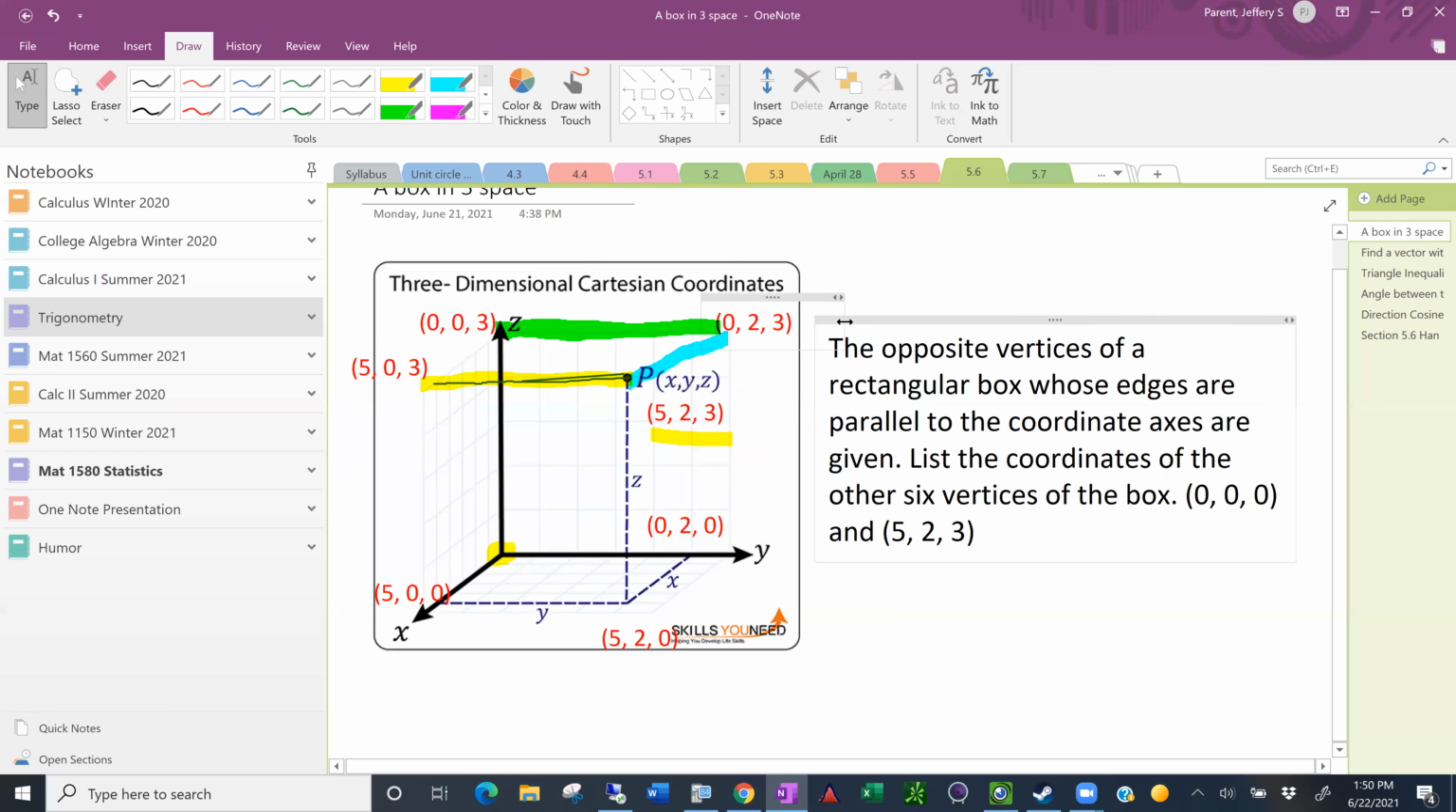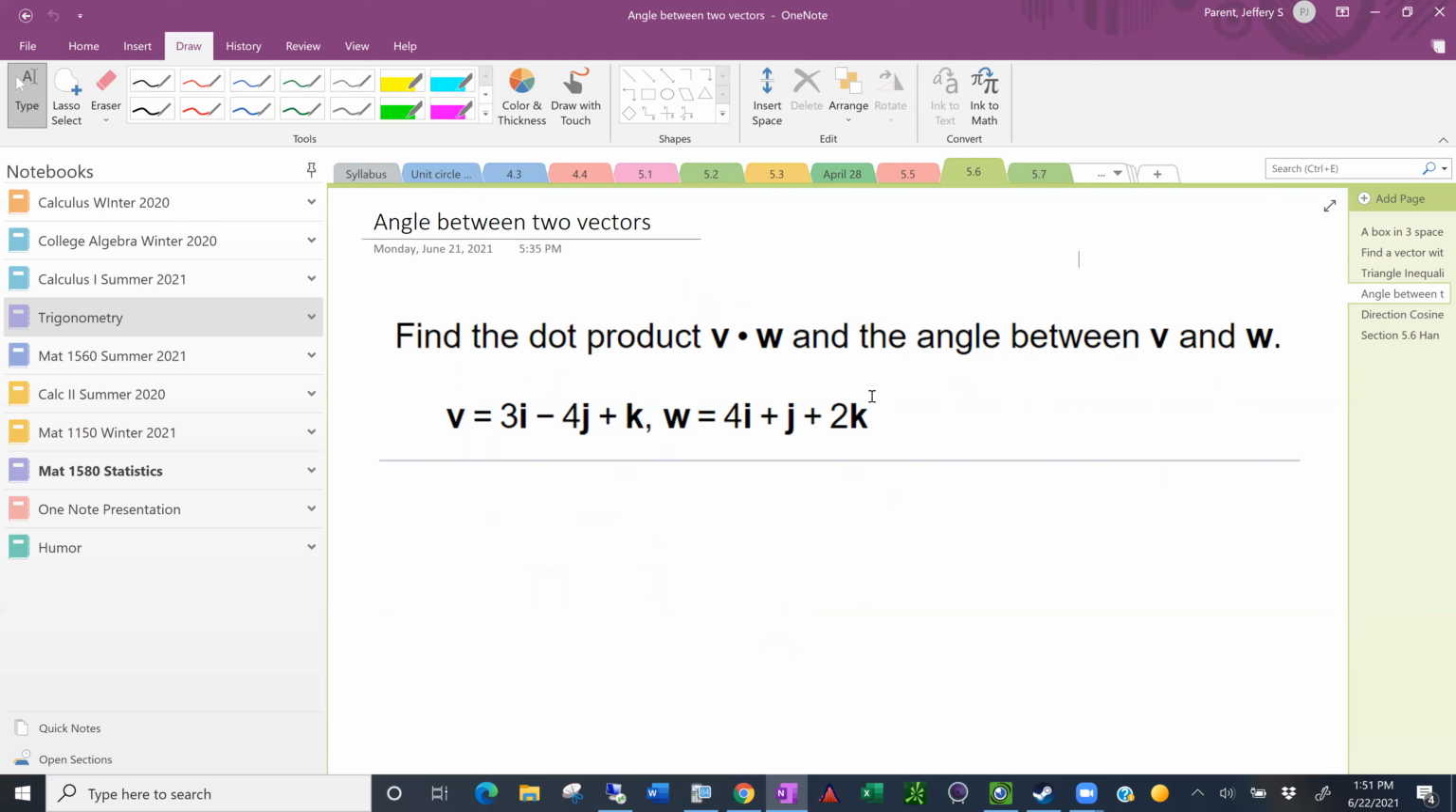So that's just a little perspective on 3 space. Let me continue with one of the typical problems for vectors in 3 space. And that's something like this. Find the dot product and find the angle between V and W.